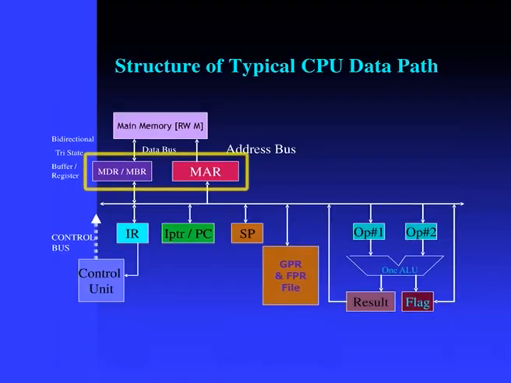Next, the two registers MAR and MDR, memory address register and memory data register, facilitate the communication with the main memory and connect to the bus interface unit. The MAR holds the address of the memory location from where the read or write operation is to be performed. The MDR contains the data to be written to the main memory or to be read from the main memory.